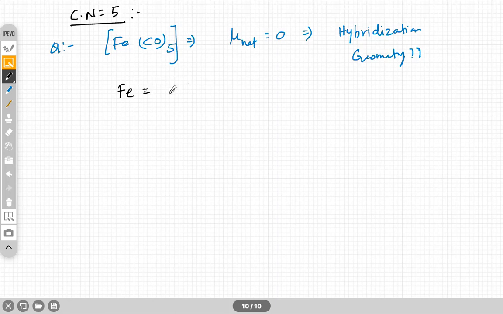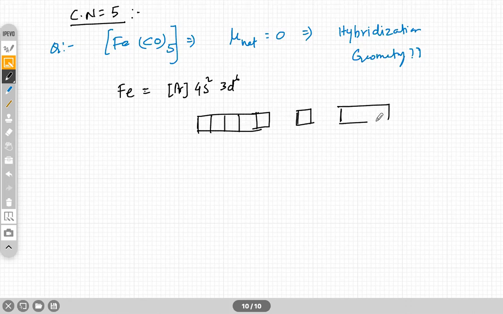So the electronic configuration is argon 4s2 3d6. Okay, fine. So Anahita is getting trigonal bipyramidal. Fine. Ravi Kiran also trigonal bipyramidal. Fine. Okay.